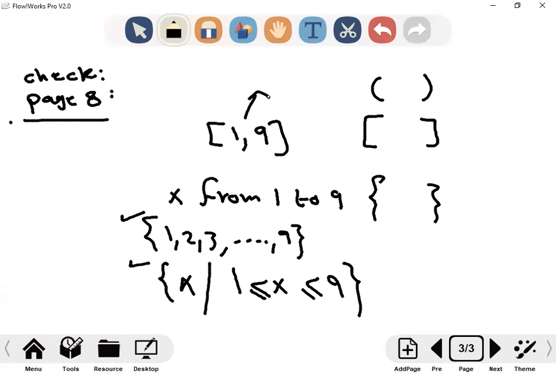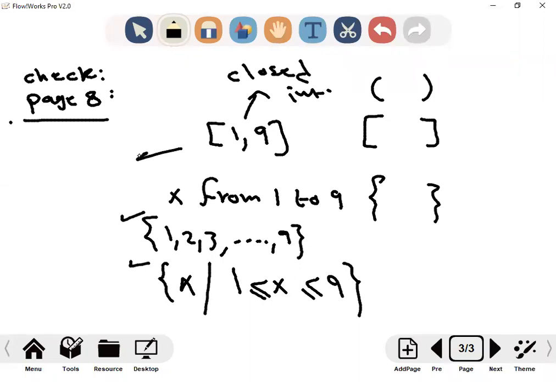This we call a closed interval. Closed interval means the 1 and the 9 are included. Assume that I want the interval, and assume that I don't want the 1 to be included.